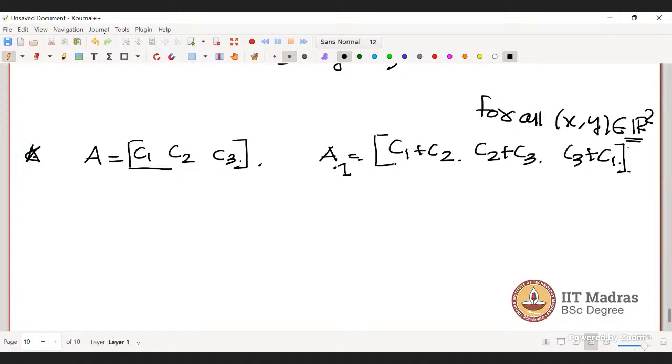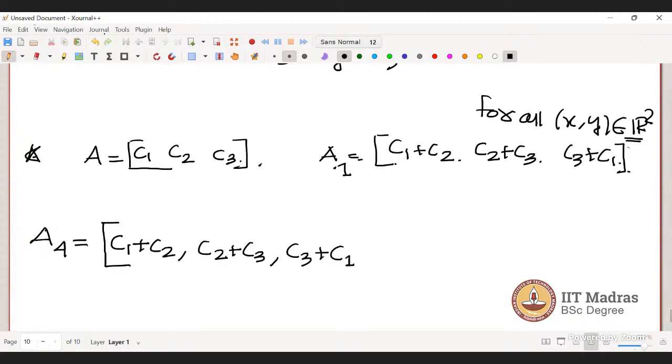Okay, so let me derive that one. Just a minute. C1 plus C2, C2 plus C3, C3 plus C1, right? Now, correct, sir. I'll convert this to some matrix, say A dash.